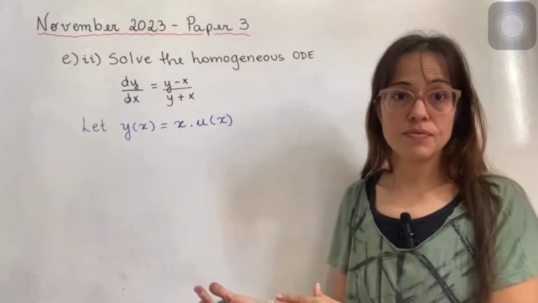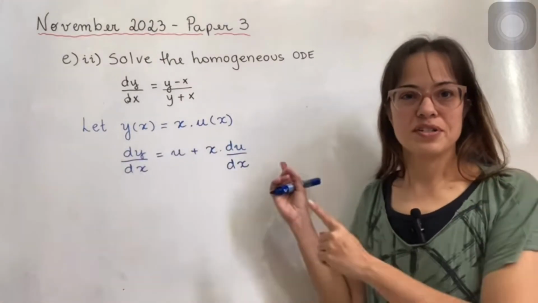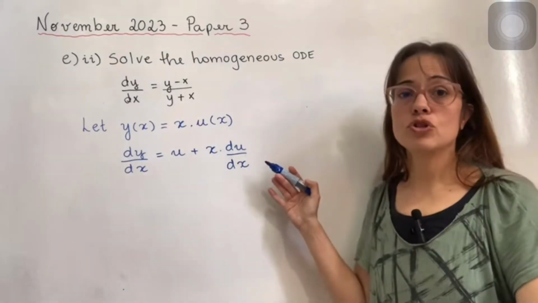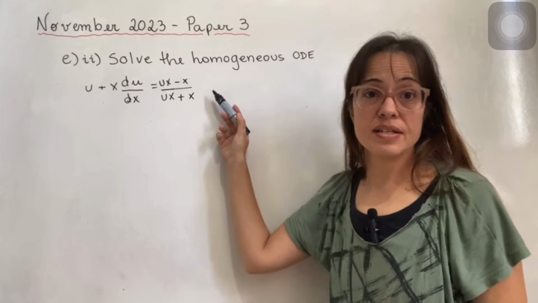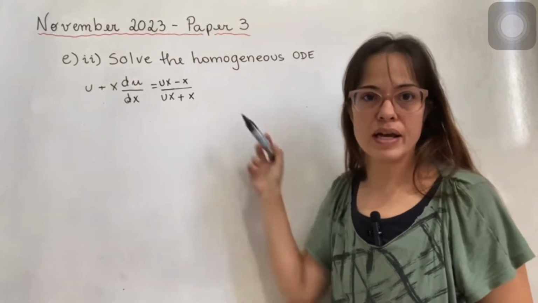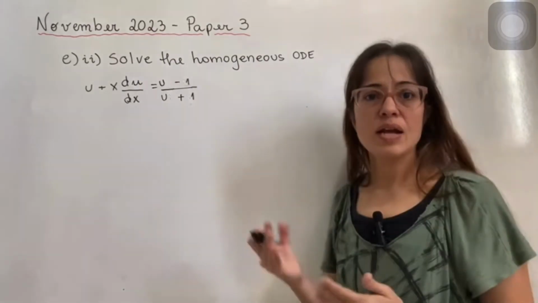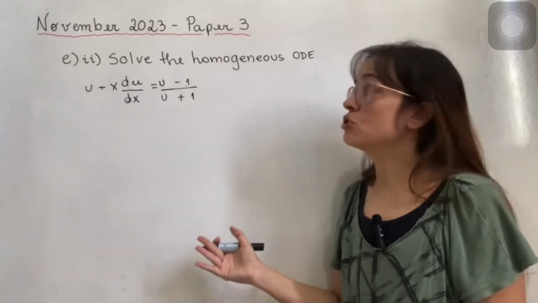Then you take the derivative. This, of course, requires the product rule. And now you're just going to substitute these things into that equation. There is a cancellation of x divided by x to be done on the right side. And from here on down, it's just separation of variables.